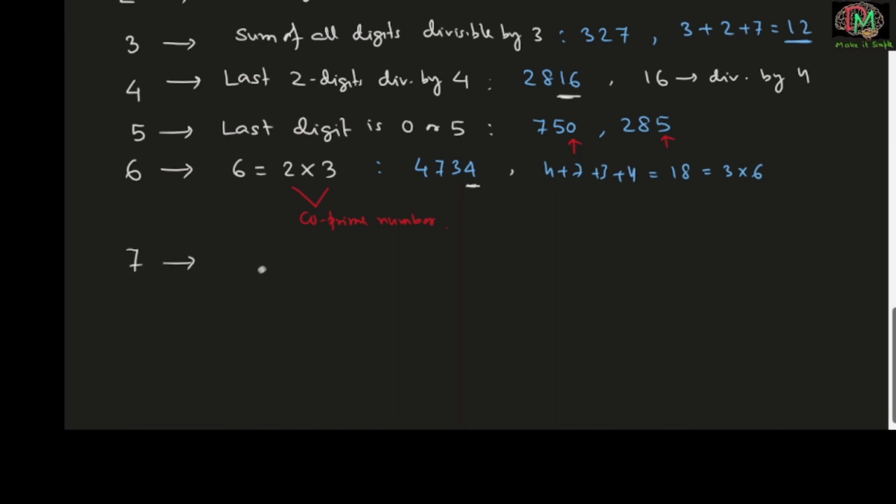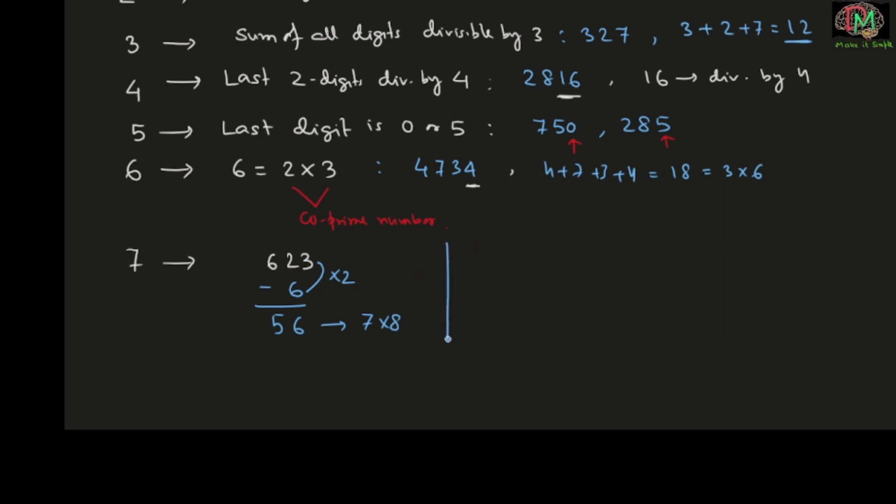Now we learn the divisibility rule of 7. For this, first we take one example, 623. What do we have to do? You have to multiply the unit digit by 2 and deduct it from the rest of the number. So it will be 62 minus 6, which is 56, and 56 is divisible by 7. So we can say that 623 is divisible by 7.